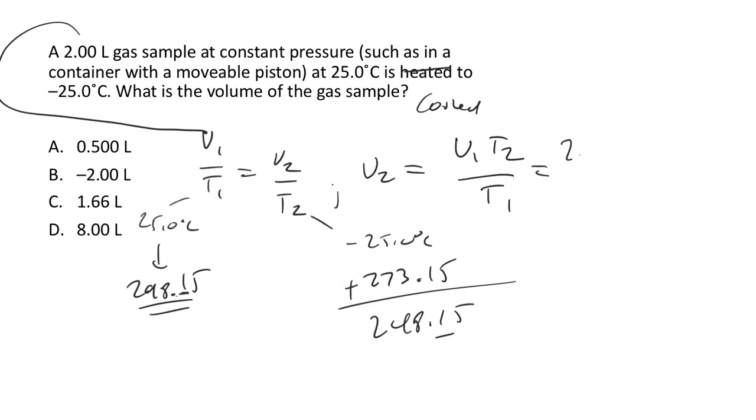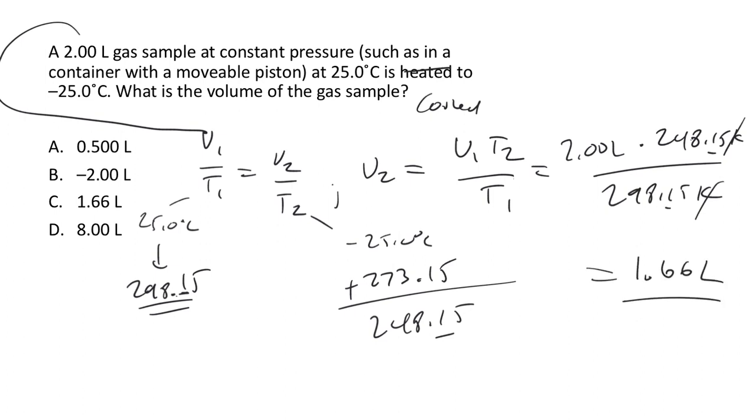And then we can plug in our V1, 2 liters, times 248.15 Kelvin, and then divide by 298.15 Kelvin. And again, if we think what should happen, we have warm gas, cooling it, the volume should drop. We have that direct relationship. So if we drop temperature, we should drop volume, and it does decrease to 1.66 liters.